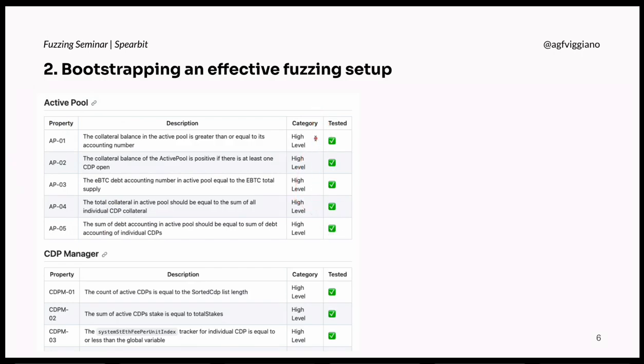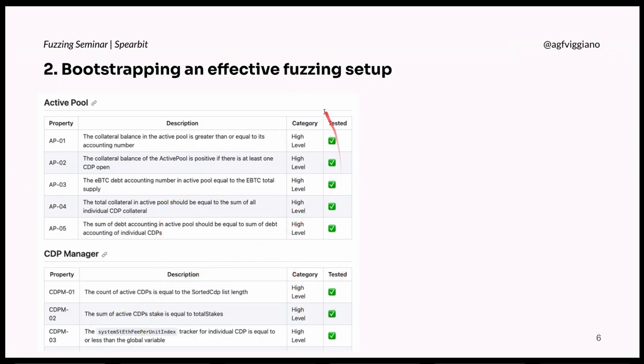Also, depending on the category of the invariant, some invariants are more like unit tests, where you do something to the system and then you compare the state before and after your action. And others are more high level. They are generic properties that must be true at any given time.